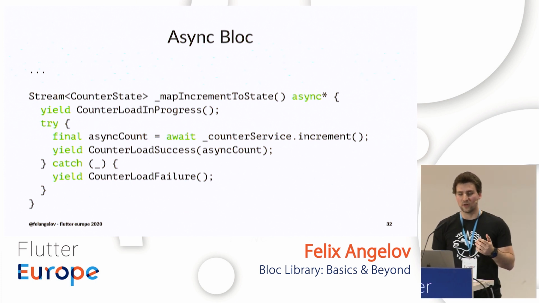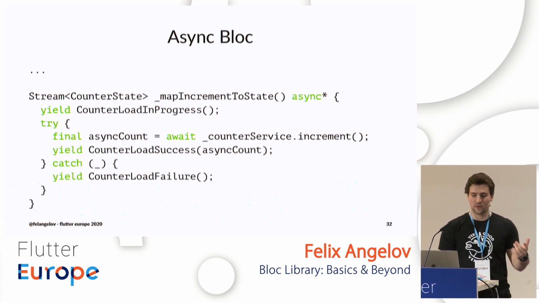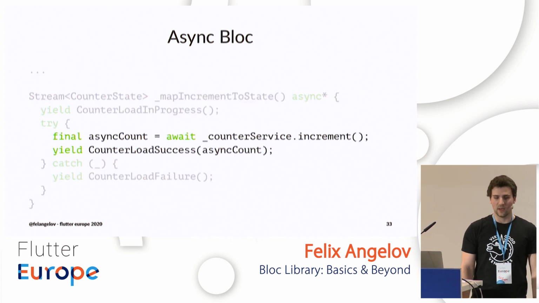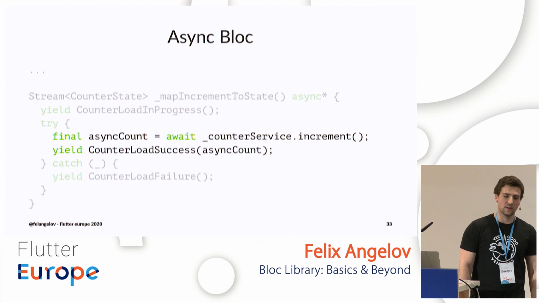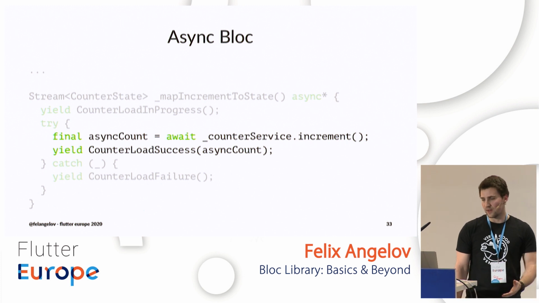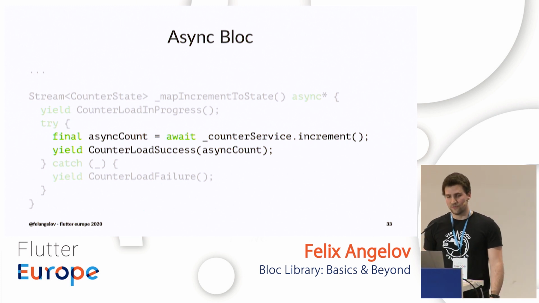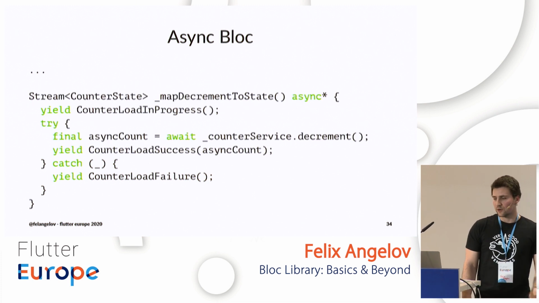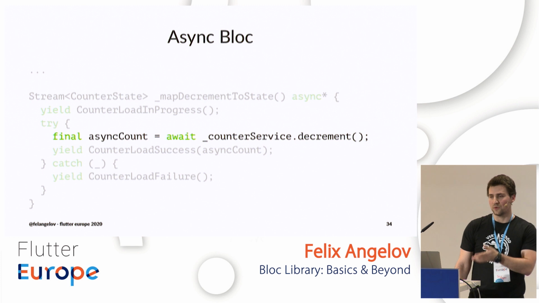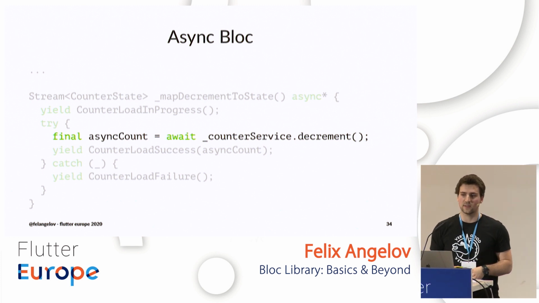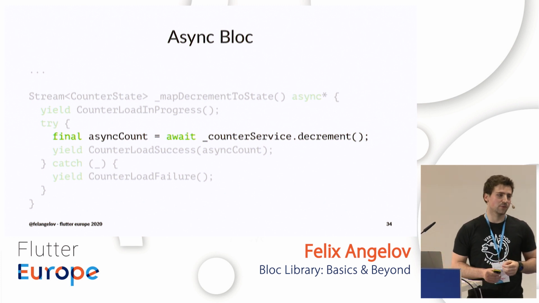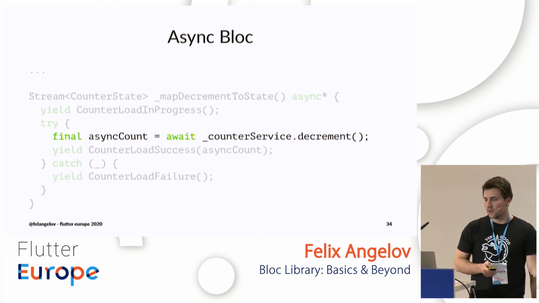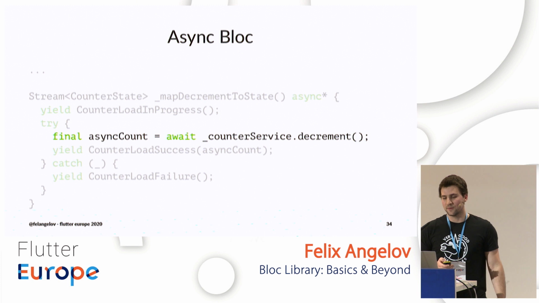Then we can wrap our logic in a try-catch so we can await the increment from the counter service in this case. And if that succeeds, then we can output a load success with the value that we got. And if it fails, we can output a counter load failure. So the decrement looks exactly the same. The only difference is we'll call decrement, right? And just suppose that this is actually making an HTTP request or reading a database. Doesn't matter. You can even mock it and just have a future delayed. So the block shouldn't really care.